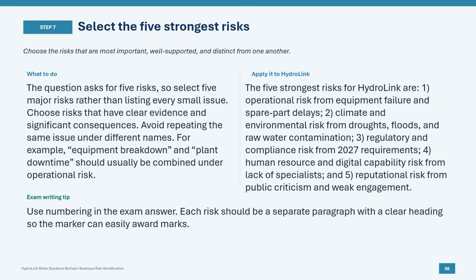Use numbering in the exam answer. Each risk should be separate in one paragraph with a clear heading. Underline the heading so the markers can easily award the marks.